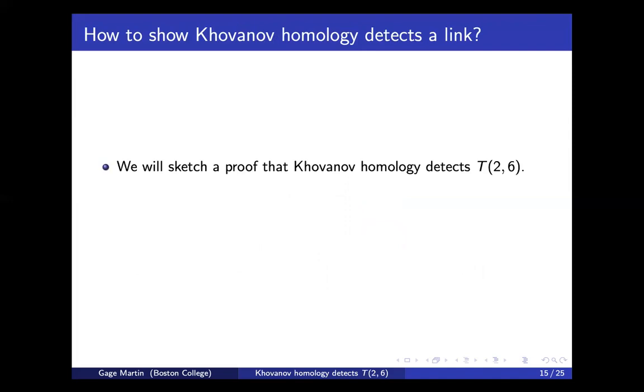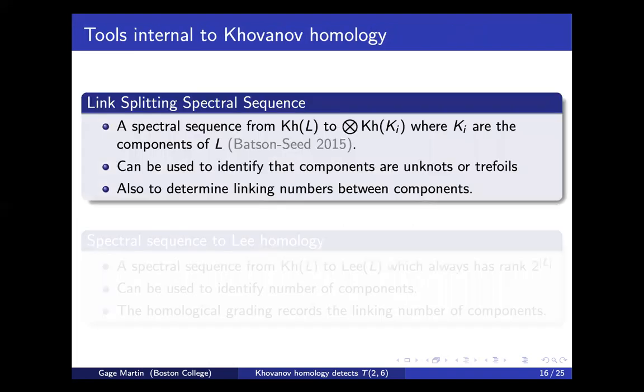So in particular, like I've said before, we'll sketch a proof that Khovanov homology detects T26 by the end of this talk. But before we do that, we'll give some overview of what tools you might use to prove a detection result. And after we've done that overview, we can see how to put a few of those tools together to prove that Khovanov homology detects T26. I think that the tools that are used really come in more or less two different styles.